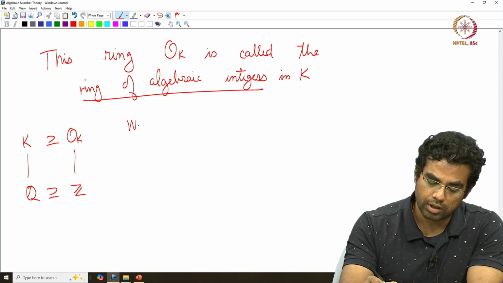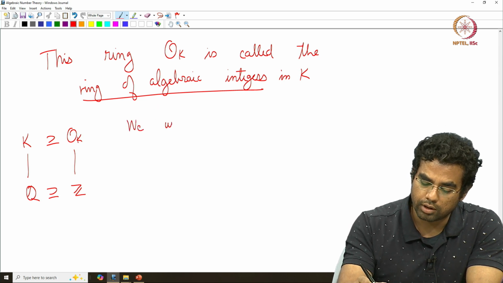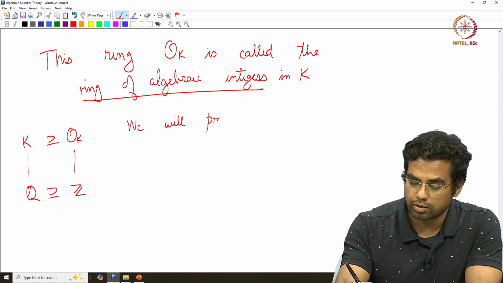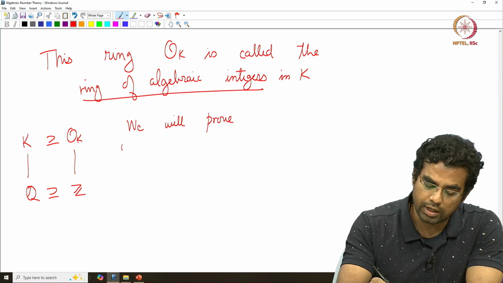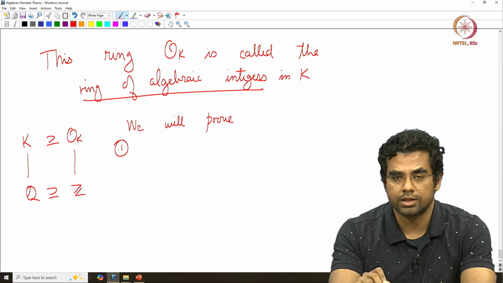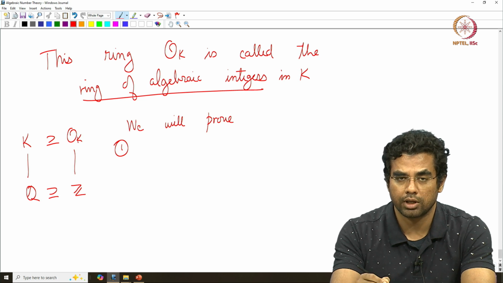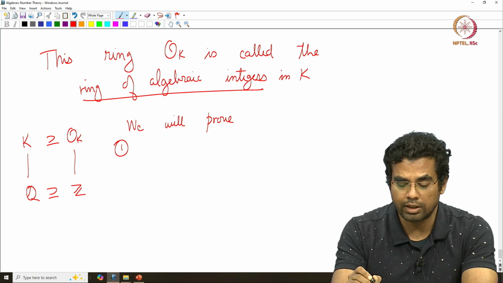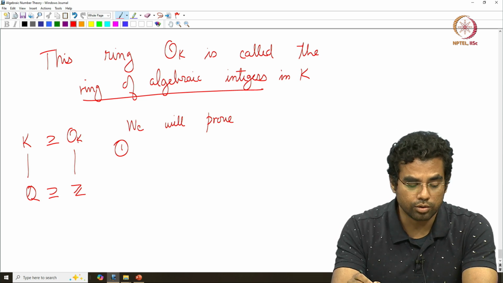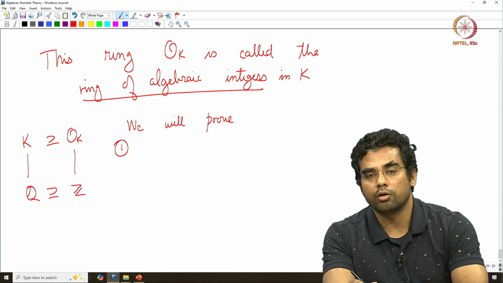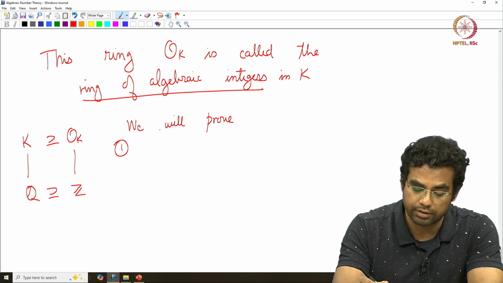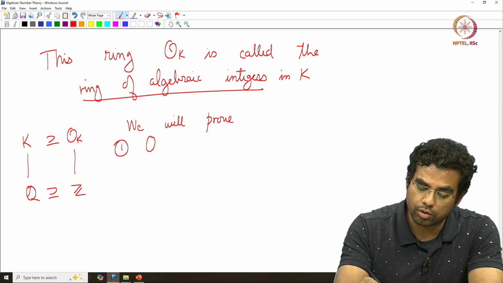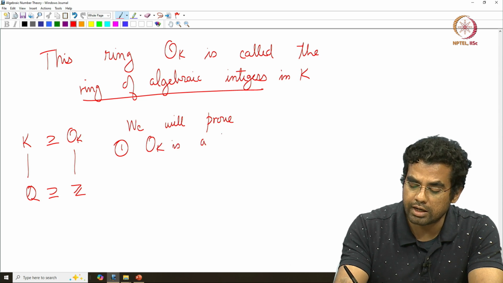So, in this course we will prove the following things about O_K, and this will take, I mean not today, but this will take several lectures, essentially the whole of the course, to prove these. So, amongst other properties, the main thing that we are going to prove is that O_K is a Dedekind domain.